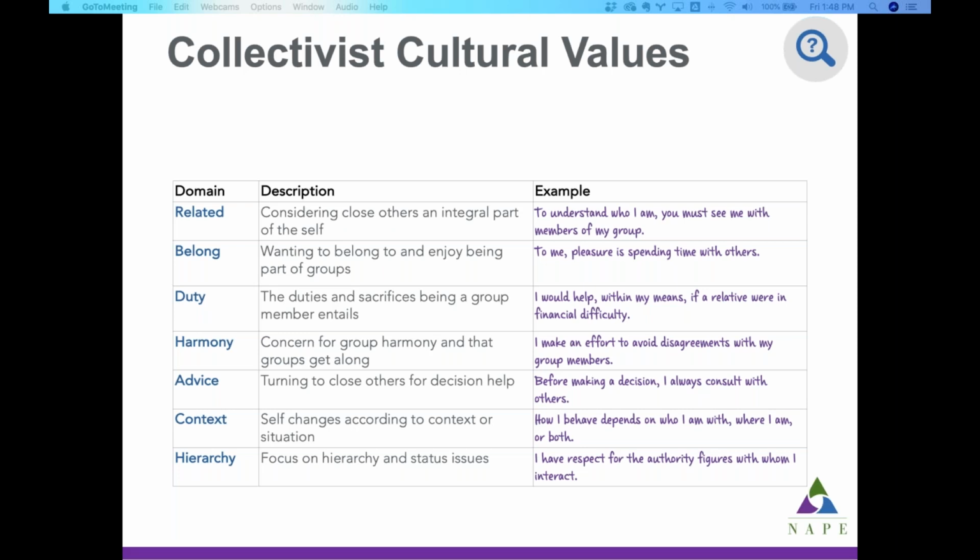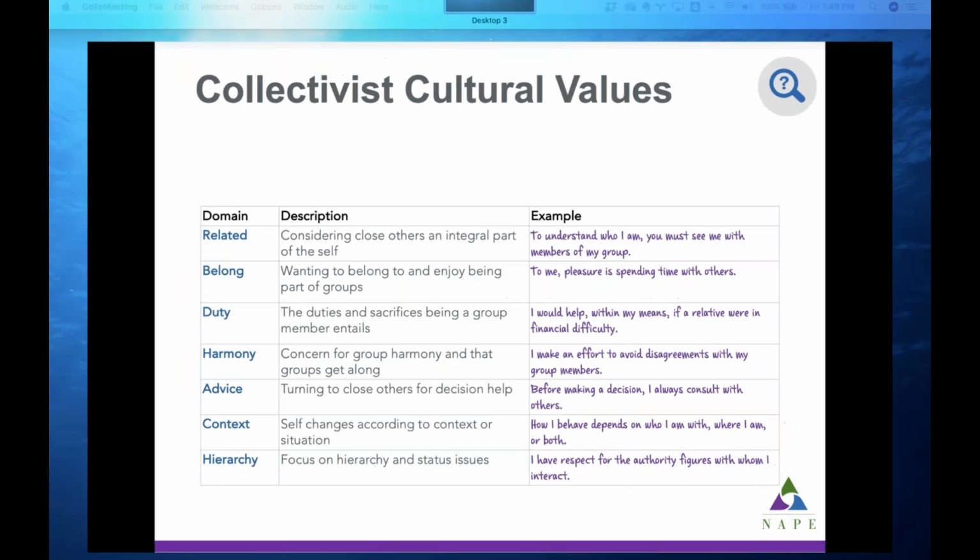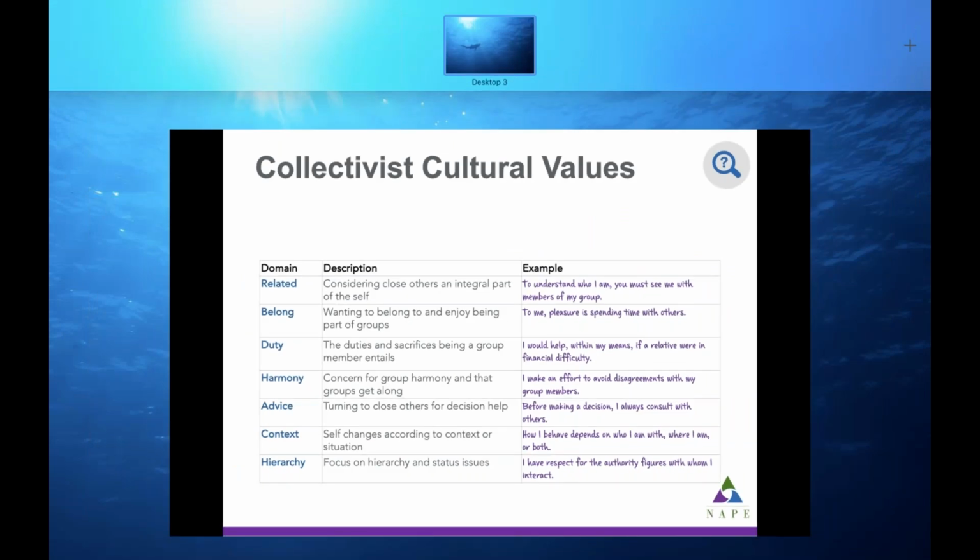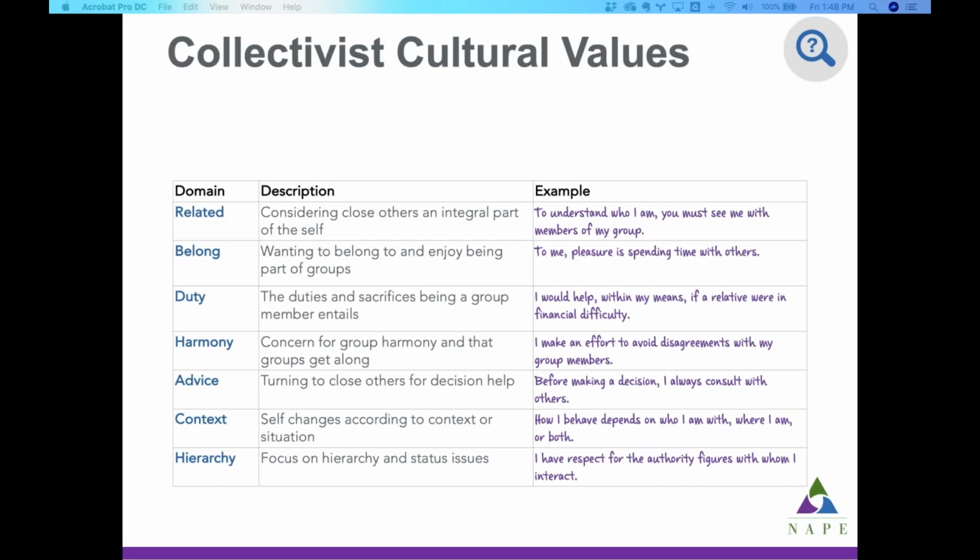So these are some differences between collectivist and individualistic cultural values that we can look at. I didn't list all of the domains. In fact, let me see if I can pull up your handout. I think it has perhaps a different set. No, they look about the same. Yeah, they're very close to what I just went over for you.